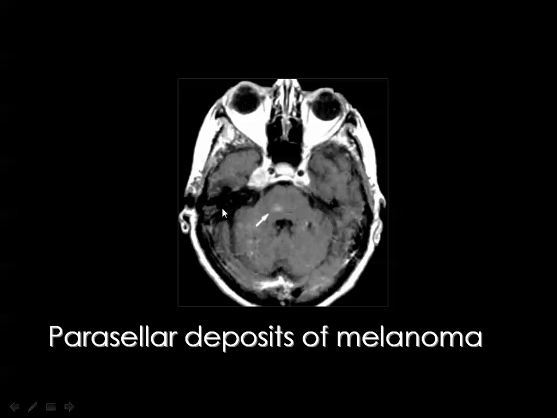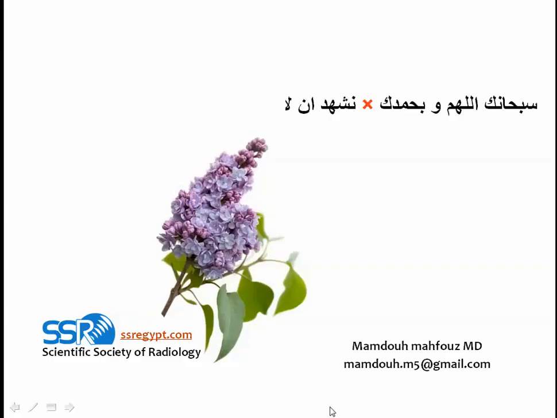In this example, you see a mass in the region of the right cavernous sinus or in the parasellar area on the right side, and also you can see faintly enhancing lesions in the cerebellum. In a patient with melanoma, these will represent metastatic deposits.